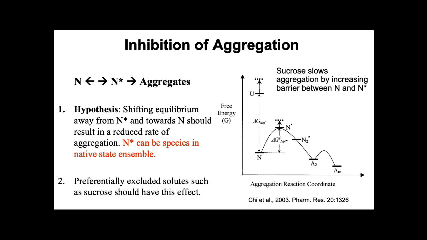When proteins aggregate, they have to go through a partially unfolded state, referred to as N star here, which then interacts with the neighbor, potentially can form clumps that make aggregates. If you do this in the presence of a preferentially excluded solute, the surface area for N star is greater than N, so the net barrier between these two states increases. So the activation energy for aggregation will go up in the presence of compounds like sucrose.